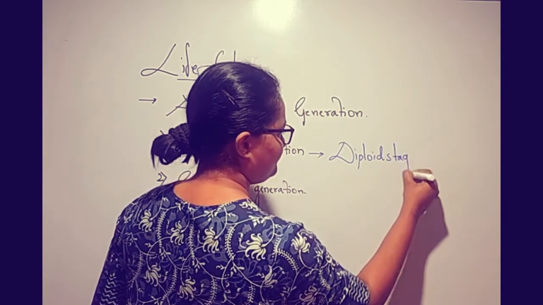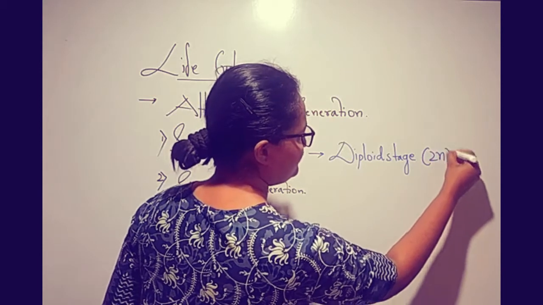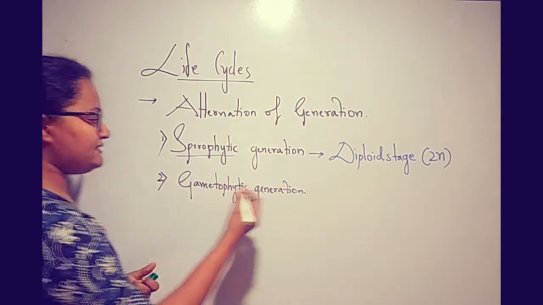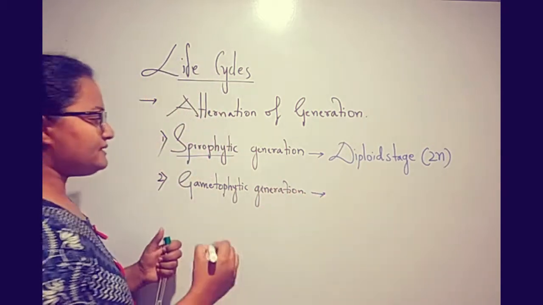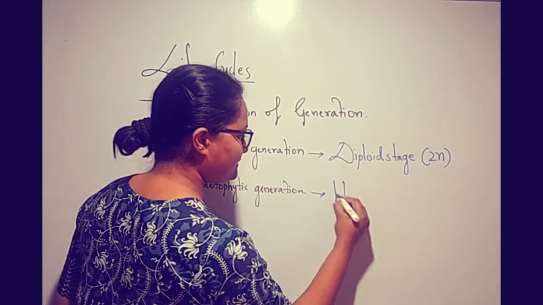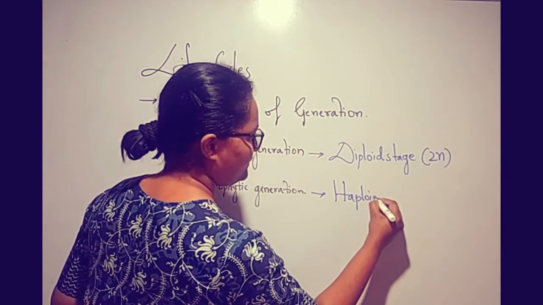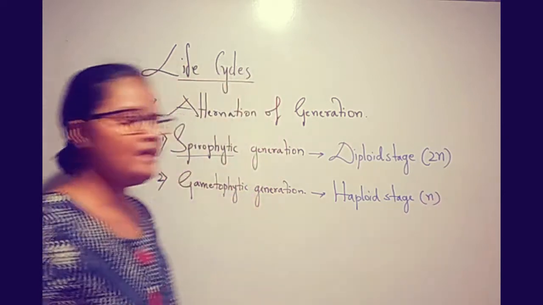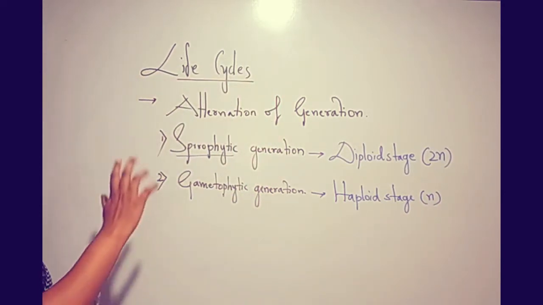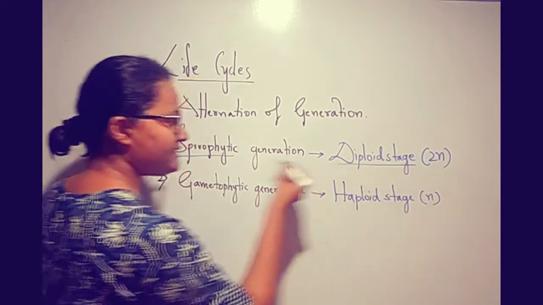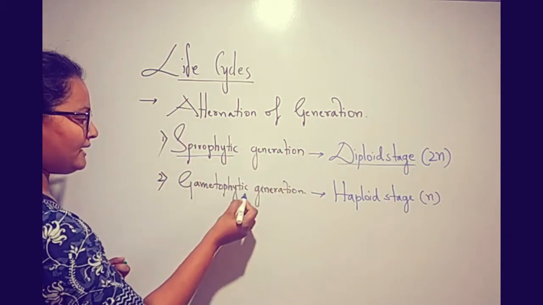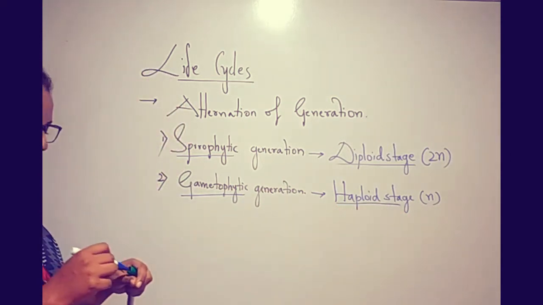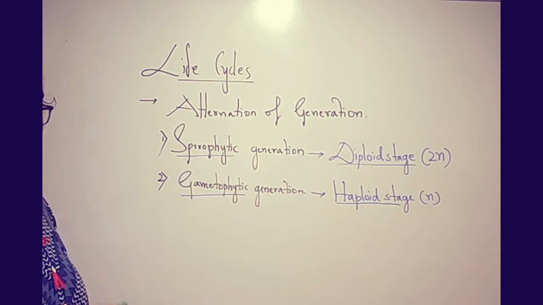If someone says sporophytic generation, this sporophytic generation is always our diploid stage, that is 2n, the complete set of chromosomes. When we say gametophytic generation, this gametophytic generation is always the haploid stage, that is n. So remember always, sporophytic generation is always the diploid stage, which is 2n, and gametophytic generation in plants is always the haploid stage, that is n, half the number of chromosomes.